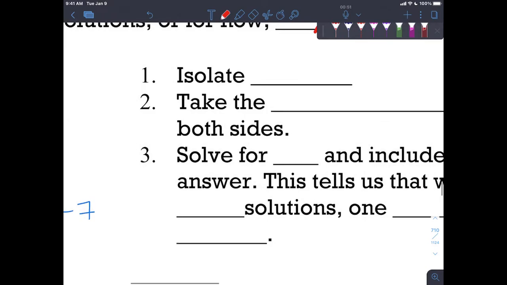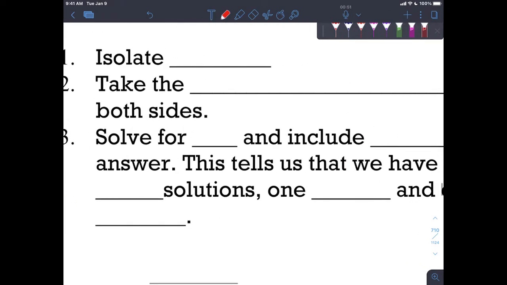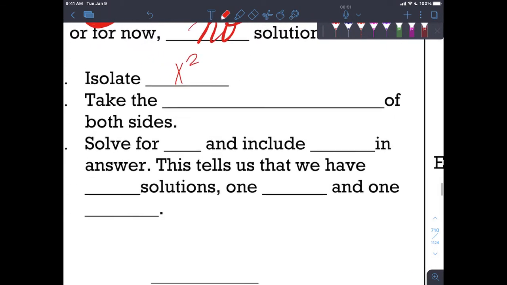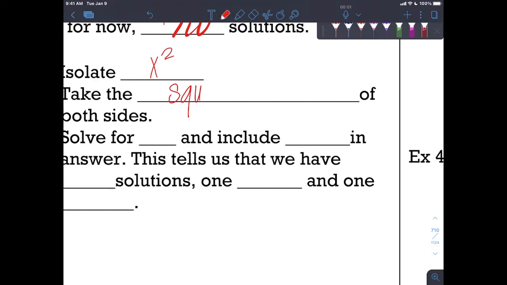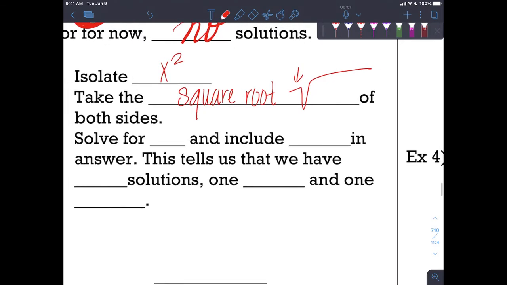Let's look at the steps. So first thing, we want to isolate that x squared, get it by itself. And we want to take that fancy square root of both sides, remembering that my symbol has that extra little thing out there in the front. We're going to solve for x and include my plus or minus in the answer. This tells us that we have 2 solutions, one that's positive, one that is negative.